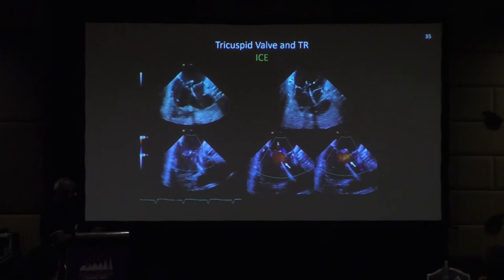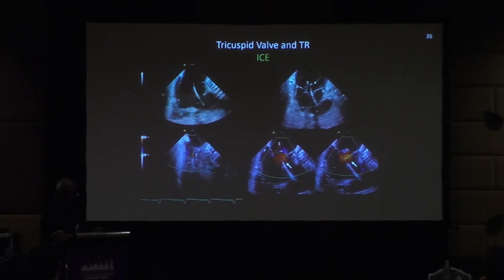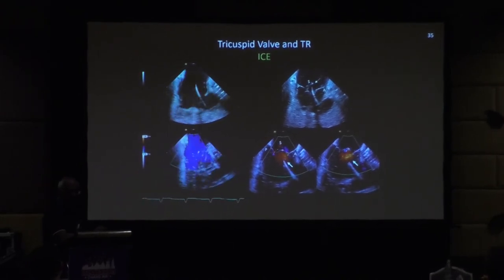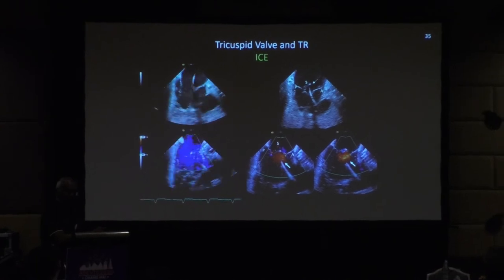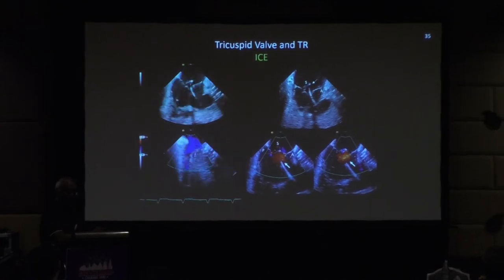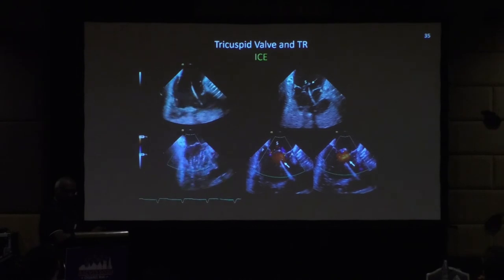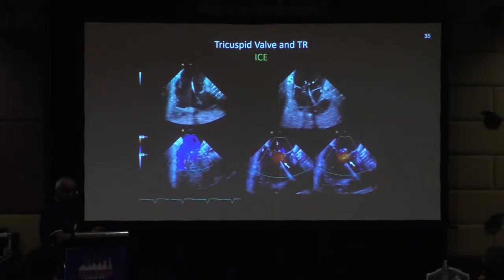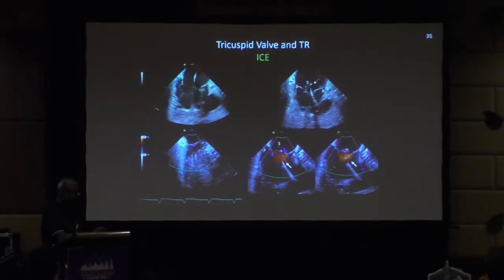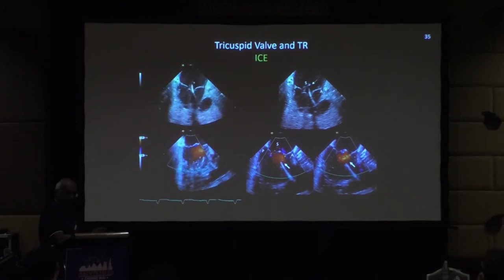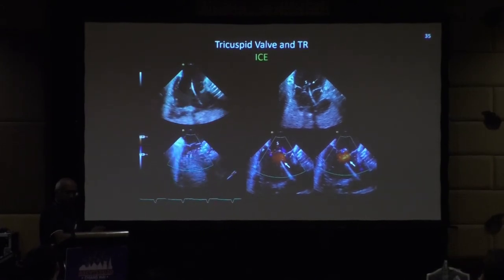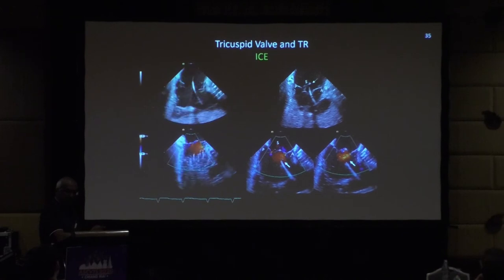Here is the clip. This is a pacemaker wire, and you can see this is a TR due to the pacemaker wire. It's impinging on the anterior leaflet. You can see it is between the anterior leaflet and the septal leaflet, and there is in fact a flail segment of the septal leaflet, which is shown on the still picture at the bottom. So this is tricuspid regurgitation. Location is ideal for clipping. You want it to be in the anteroseptal region.